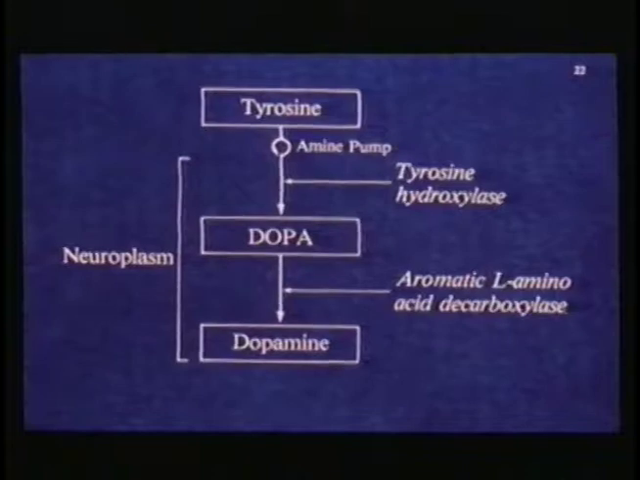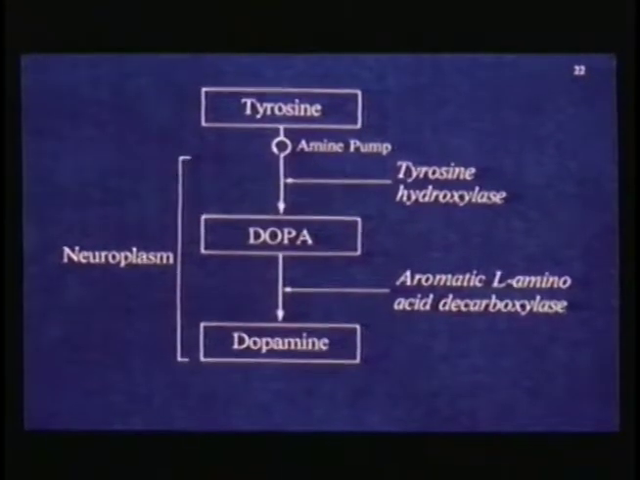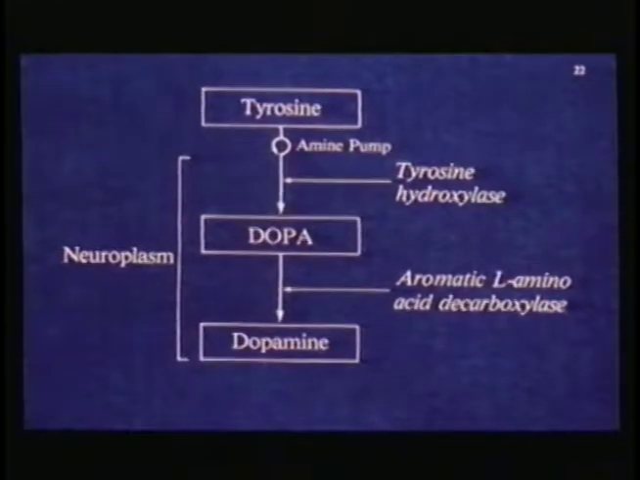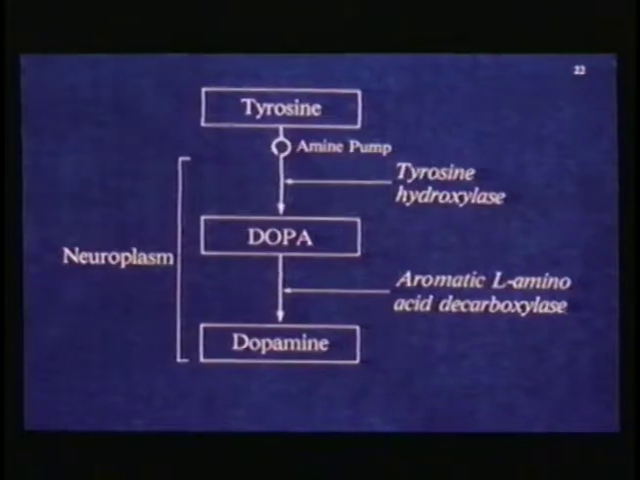22. Norepinephrine is produced within the nerve from tyrosine transported into the cell by an amine pump. In the neuroplasm, tyrosine is converted by tyrosine hydroxylase to dopa, and then by aromatic L-amino acid decarboxylase to dopamine.